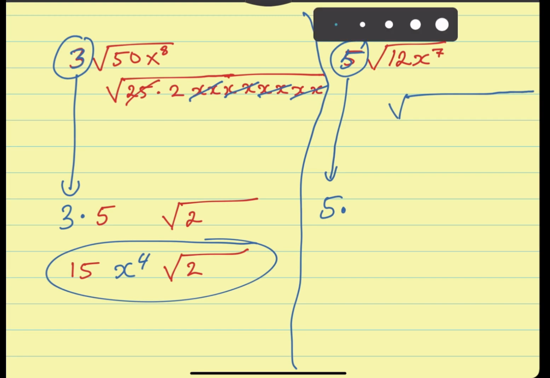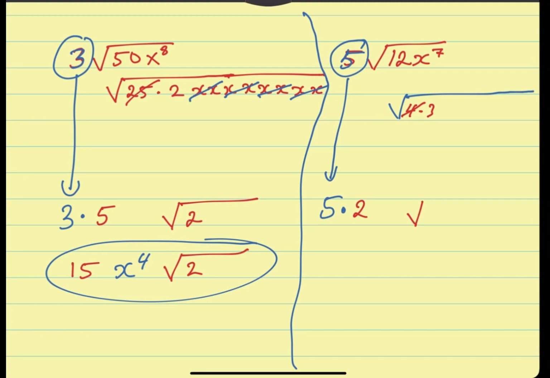It can't be 2, 6. Why not? 3, 4. Yes, 3, 4. You have to use a perfect square. 4, 3, right? And your 4 goes out as what? 2. And guess what stays inside? The 3.